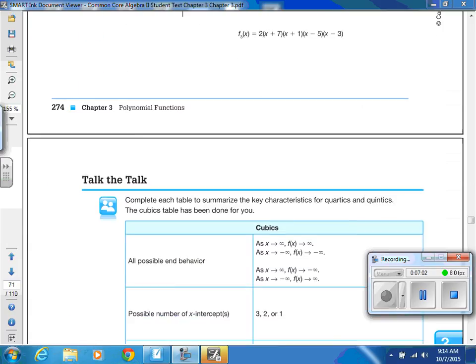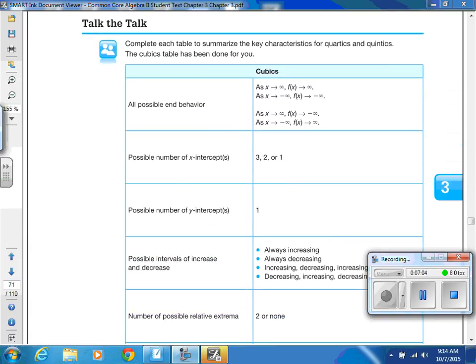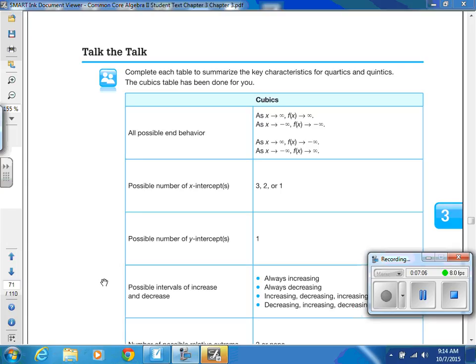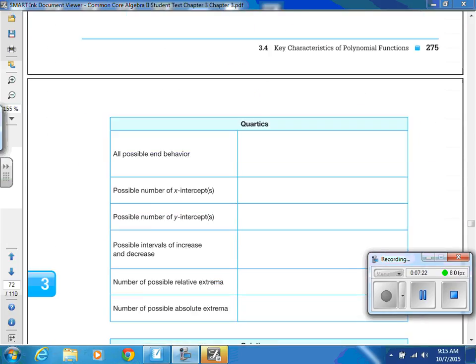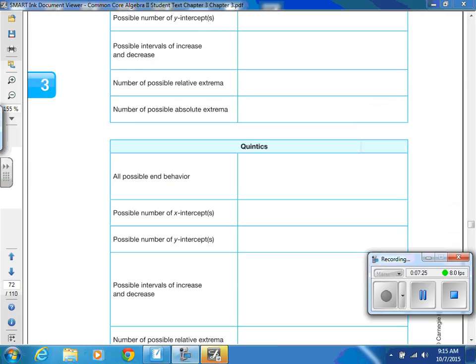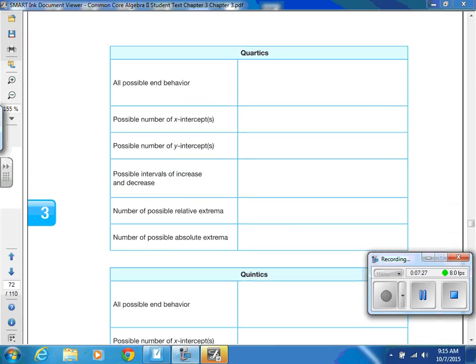All right. So we're going to complete this with all the key characteristics for quartics and quintics. Cubics has been done for you, okay? So use what they told you for cubics to complete quartics and quintics, okay?